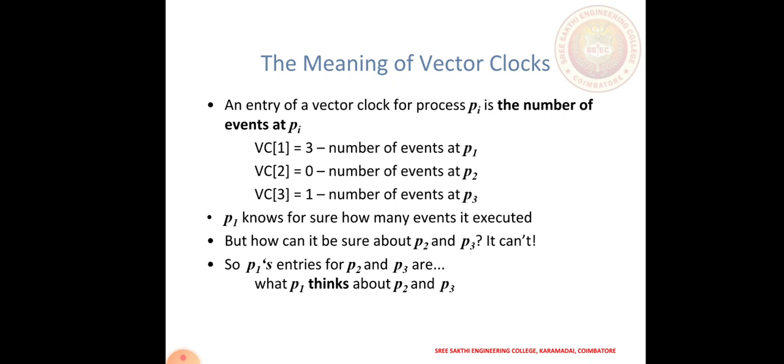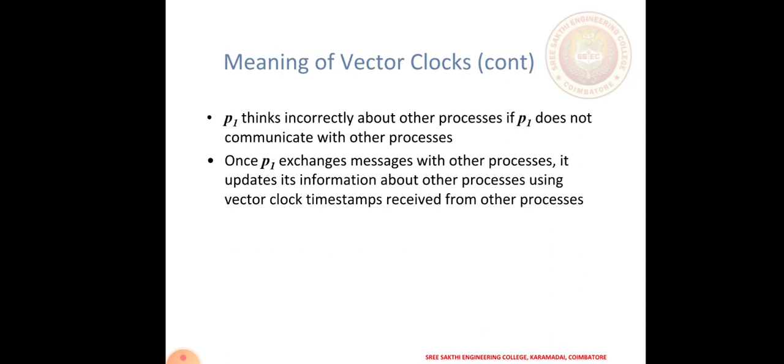P1 is sure how many events it has executed, but how can it be sure about P2 and P3? It can't, because V1 can know only about P1. We cannot update about P2 and P3. So P1's entries for P2 and P3 are only what P1 thinks about P2 and P3. This can be incorrect if P1 does not communicate with other processes.